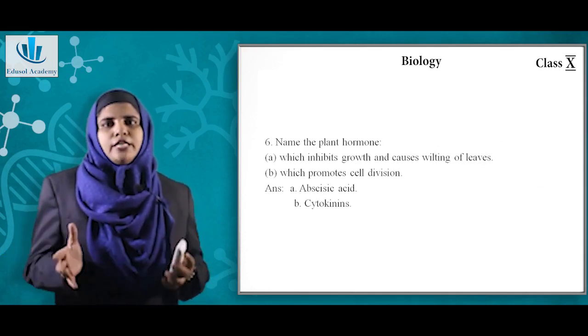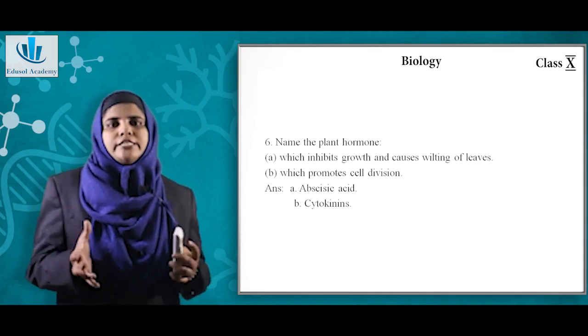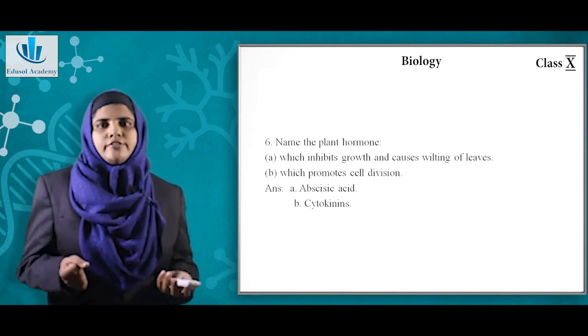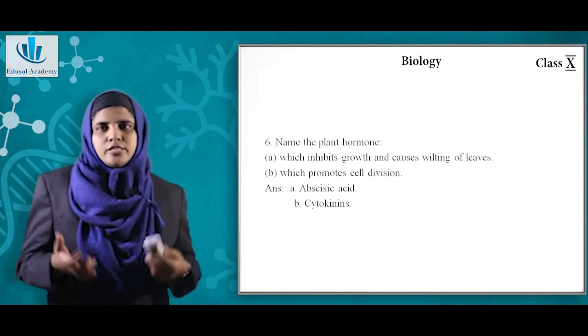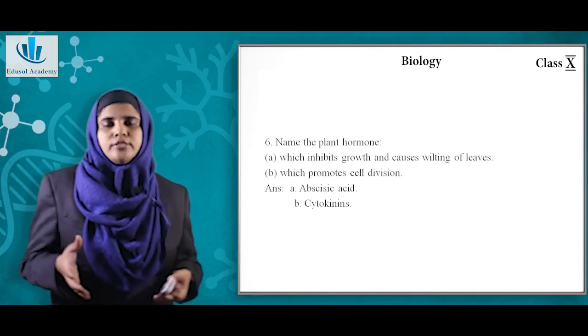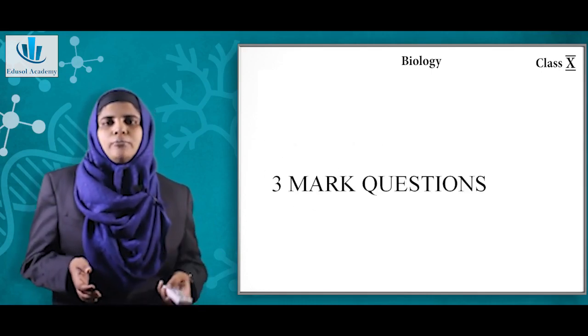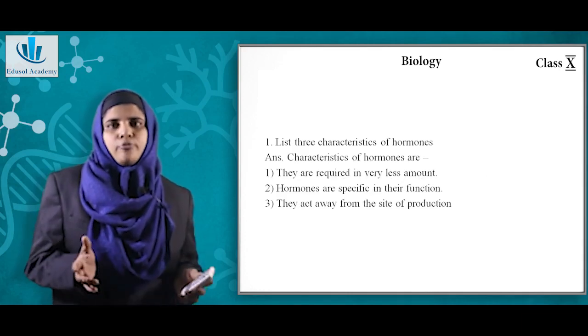Now name the plant hormone which inhibits the growth and causes wilting of leaves, and the second which promotes cell division. So you know the hormone that causes wilting is abscisic acid and that which promotes cell division is cytokinin. Now coming to 3-mark question, list 3 characteristics of hormones.